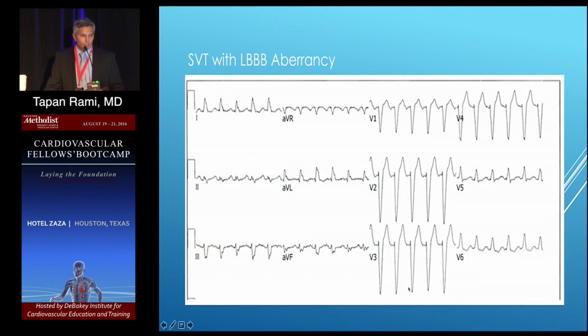And then what about this one here? Again, the initial portion is very narrow. So that goes along with aberrancy, because the initial portion is using the His-Purkinje system, so it's very rapid depolarization.